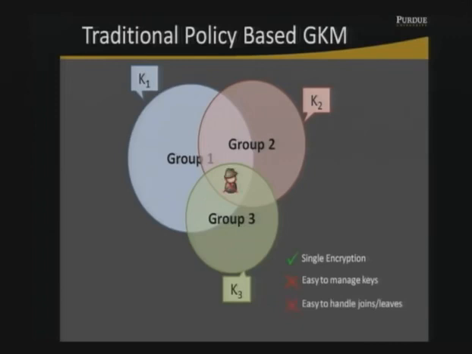And the bigger problem is handling joins and leaves. For example, if a user in this intersection happens to leave, you have to update the keys given to all the users here, all the users here, and all the users here. And since these are symmetric keys, the only way to give symmetric keys in a secure way is to establish a private communication channel. You need to use public key cryptography to establish secure channels and give the keys. So this is going to be a huge overhead if you have to use this approach.